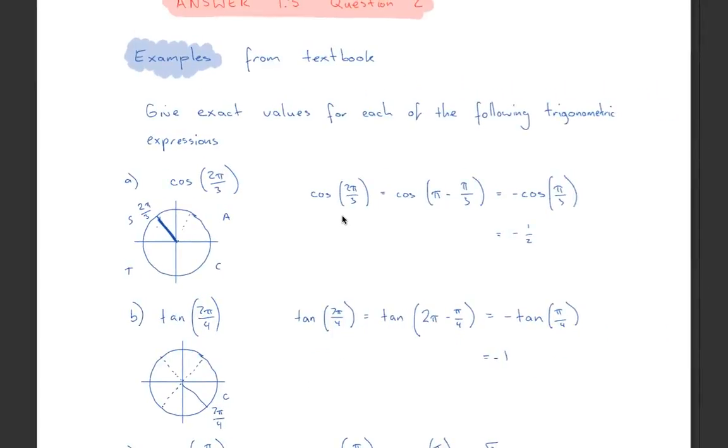Okay, so if we're asked to give exact values for each of the following trigonometric expressions, these are just examples from the textbook. The first is to find the exact value of cos of 2 pi on 3. So 1 pi is half a circle, so we would divide it into 3 sections, 1, 2, 3, and draw 2 pi. So that's 1, 2. So 2 pi on 3 takes you into the second quadrant. The reference angle, the angle between the x-axis and this angle, is just pi on 3.